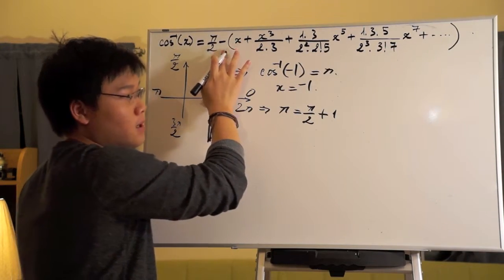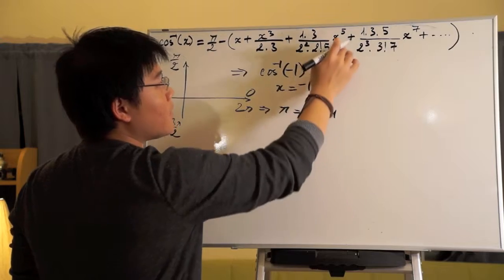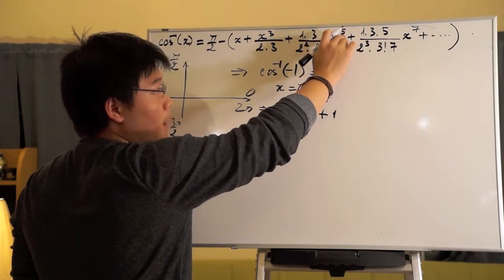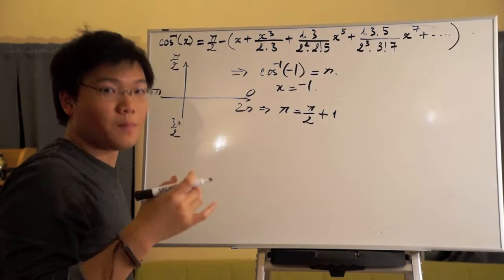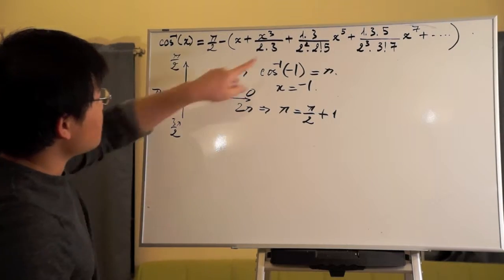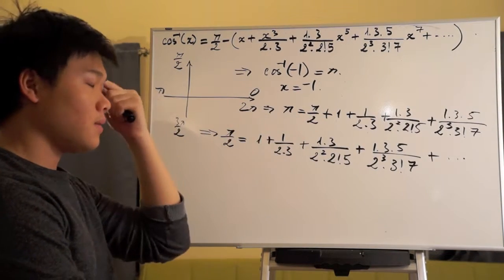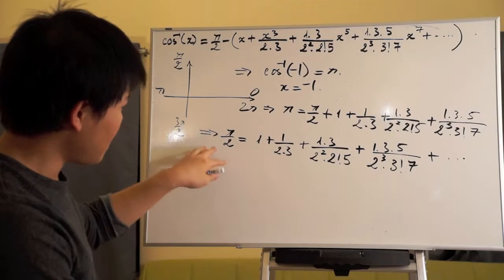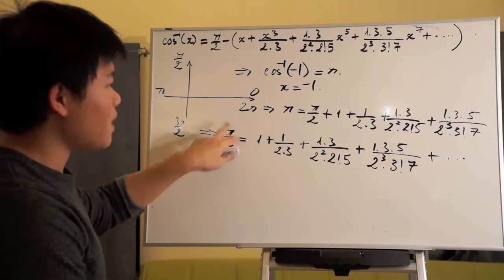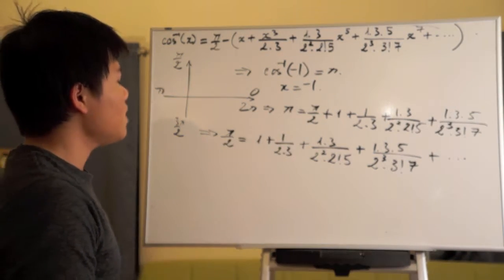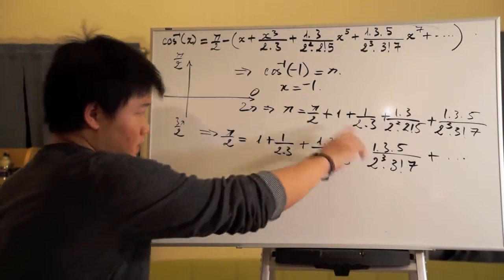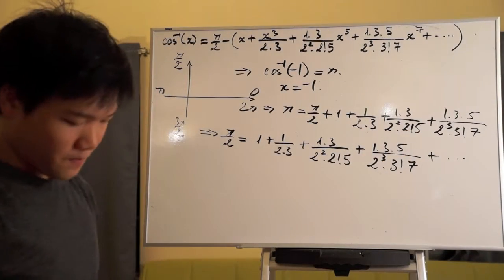There's a minus in front. We put in the -1, we have an odd power, and -1 with any odd power is -1. So we can minus pi over 2 on both sides. So pi minus pi over 2, that's pi over 2, and this pi over 2 disappears. So we have 1, this whole series back.